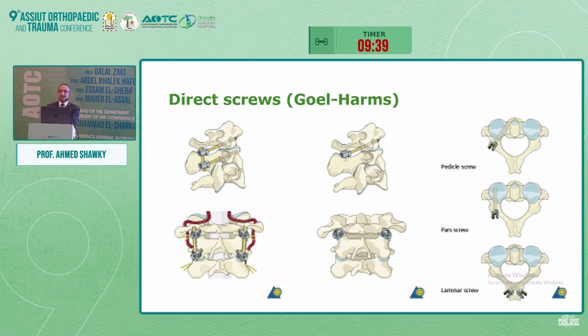This is the Goel-Harms technique, and these are the different options on the right side. You can use pedicle screws in C2. You can use Magerl or Judet screws, and they have the same trajectory. However, the Judet screw has the same trajectory as the Magerl screw, but you don't pass beyond the C1-2 facet joint. And you can use the laminar screws if you have abnormal anatomy of the vertebral artery.